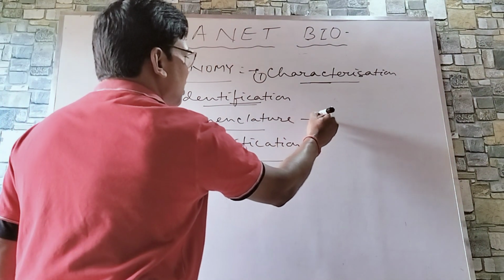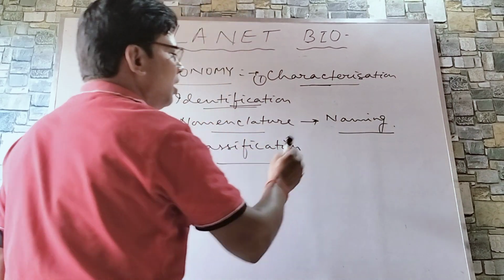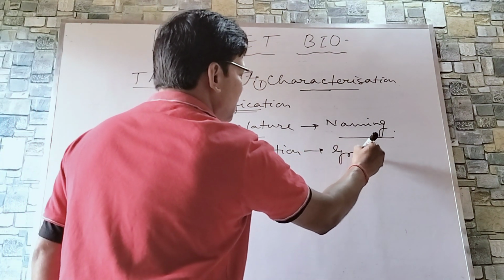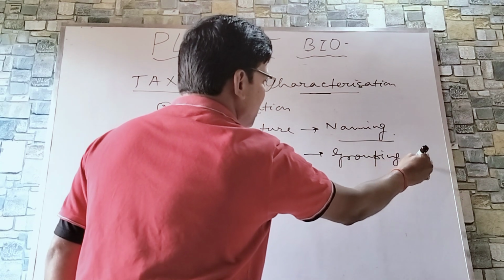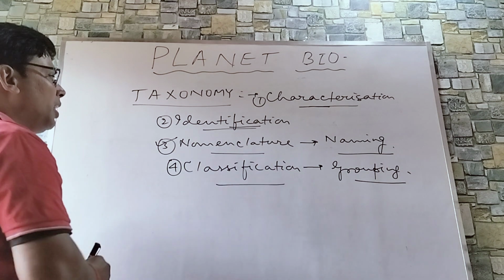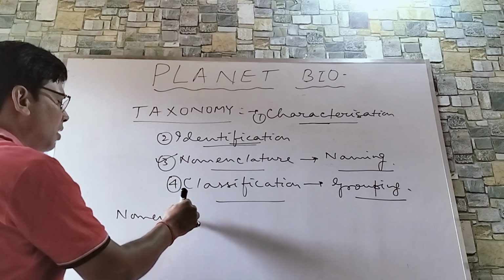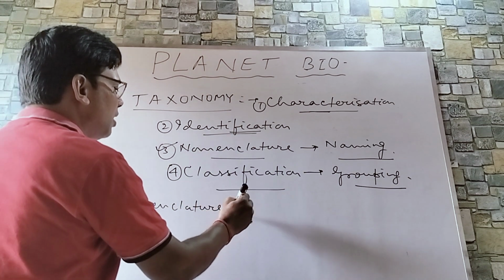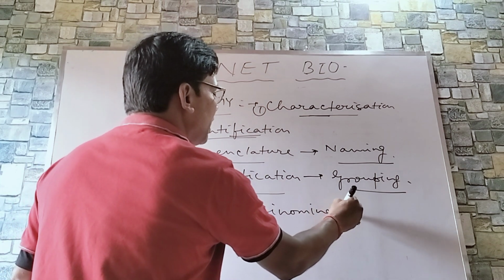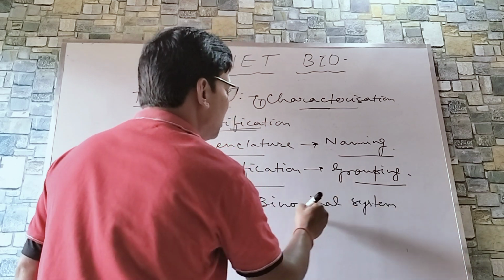Now nomenclature. Nomenclature means naming, scientific naming of a living organism. And classification means grouping on the basis of certain characteristics. Now we have to make it clear that nomenclature was made clear by Carolus Linnaeus through a binomial system of nomenclature.